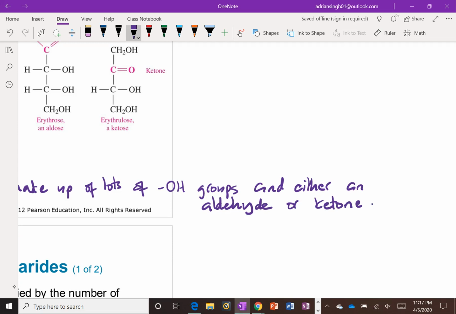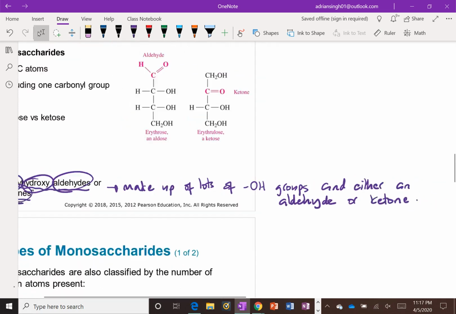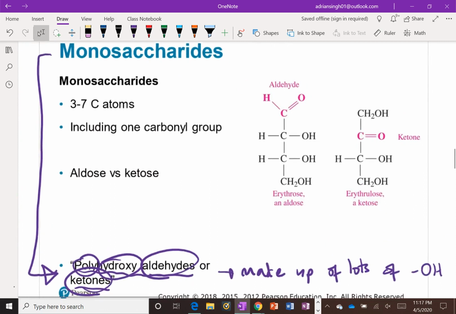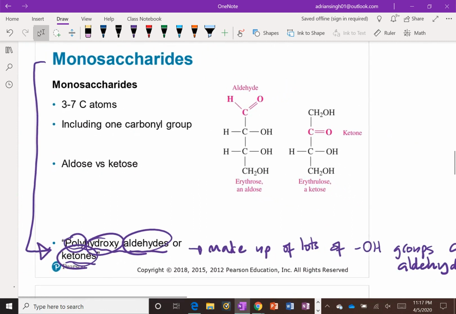Right, and we saw all three of those functional groups in chapter 12. We saw hydroxyl groups, which identify something as an alcohol, and we also saw the aldehyde and the ketone. All right, so monosaccharides are generally relatively small, made up of anywhere between 3 and 7 carbon atoms. And they're also going to contain a carbonyl.